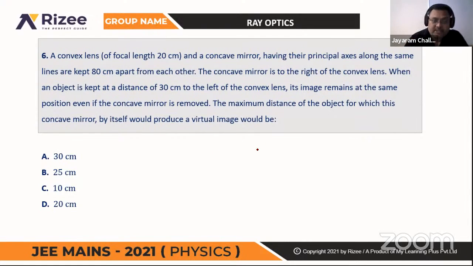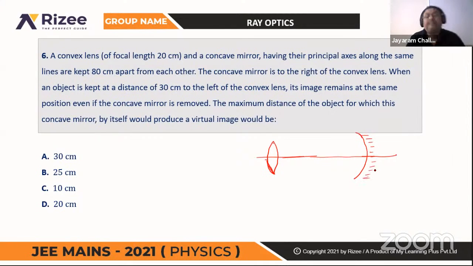Okay. So he has taken a convex lens like this and a concave mirror, and both of them are on the same principal axis. That means your concave mirror might be out here like this, and the distance between each other is somewhere around 80 centimeters here. Okay, so now he has also provided the focal length. An object is kept at a distance of 30 centimeters from the left here.